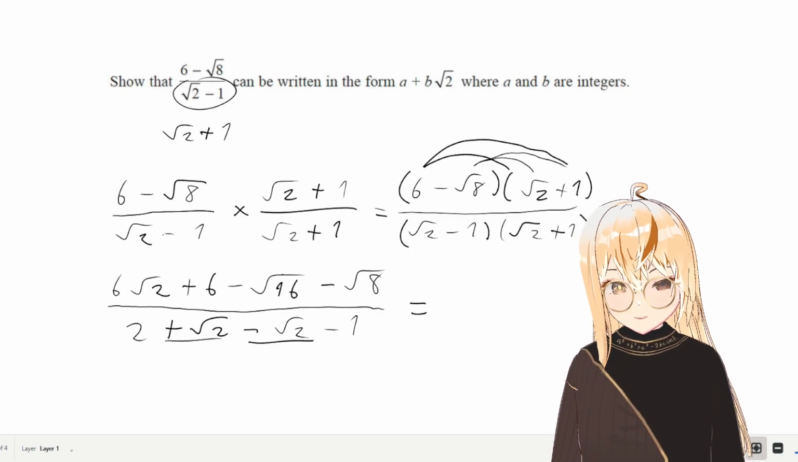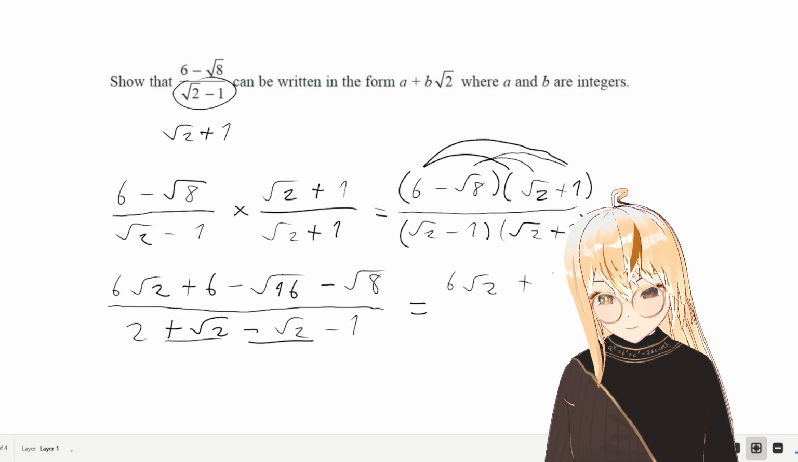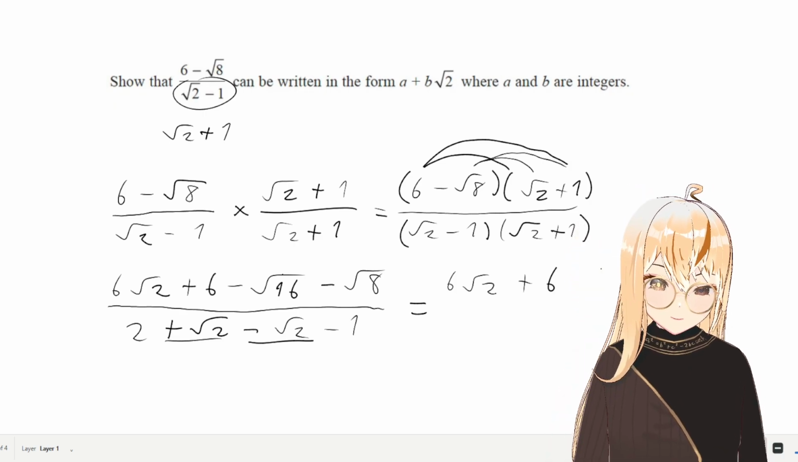Now I would simplify the top. So 6 root 2, you can't simplify root 2. You get plus 6. Root 16 simplifies to 4.